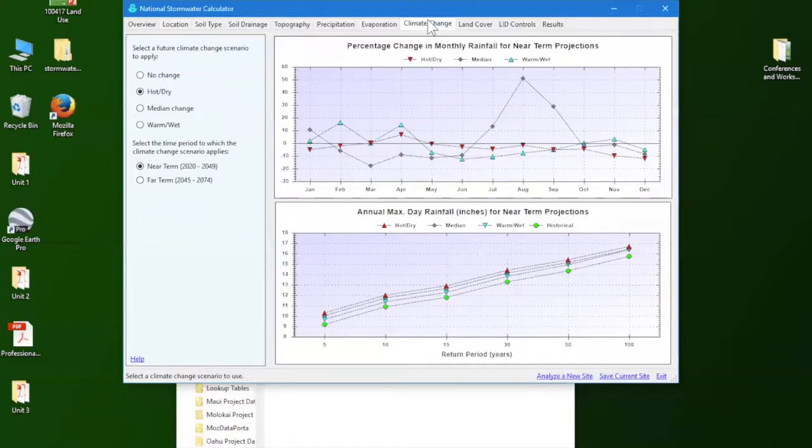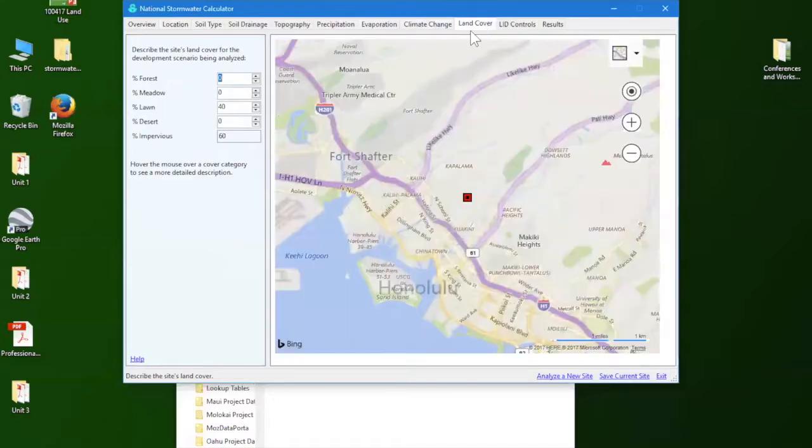It has you do climate change scenarios, so you can think about whether it's going to be hot, dry in the future, or warm, wet, or no change. And if anybody wants to look into this, I'm not really sure what model it's based on. So if you ask me that question, I'm sorry, I don't know the answer to it, but it's probably easy to figure that out. And that goes through land cover.